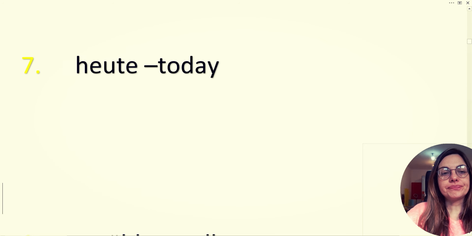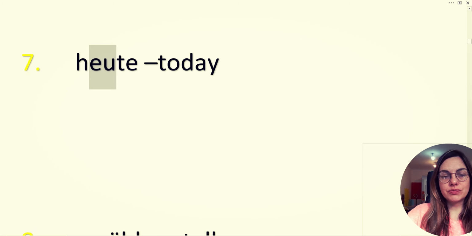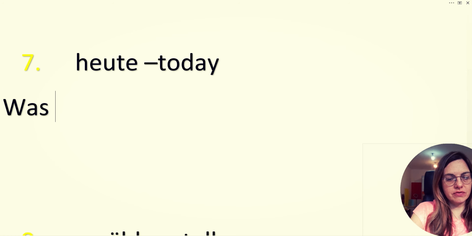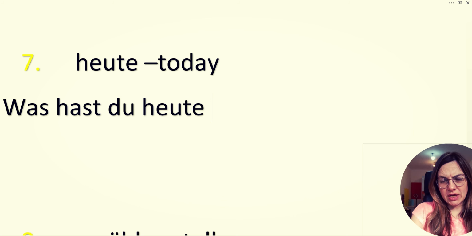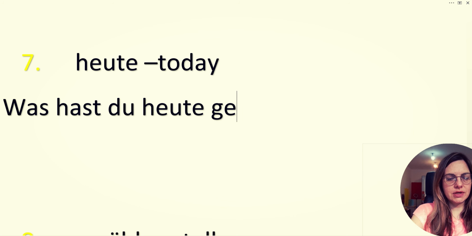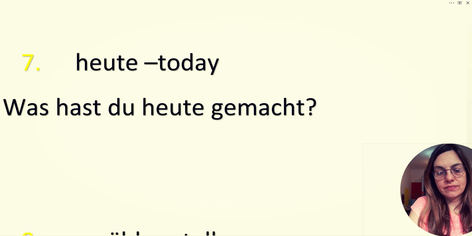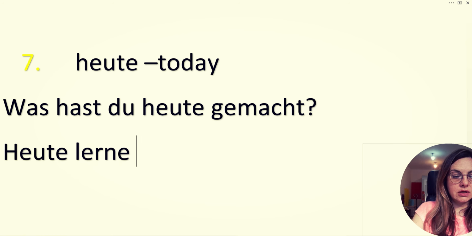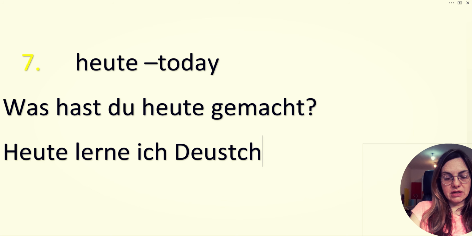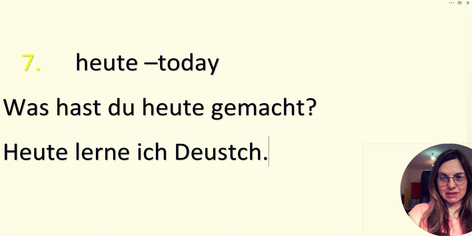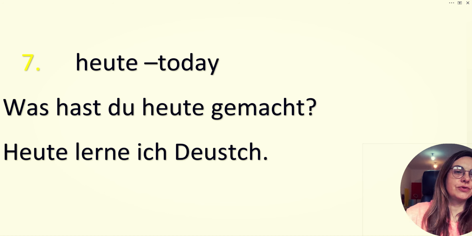Then we have heute. This is pronounced oi. Heute. So, was machst du heute? Oder was hast du heute gemacht? Meaning, what did you do today? Was hast du heute gemacht? Heute lerne ich Deutsch. I am studying German today. We had gestern, yesterday, and now heute, today.